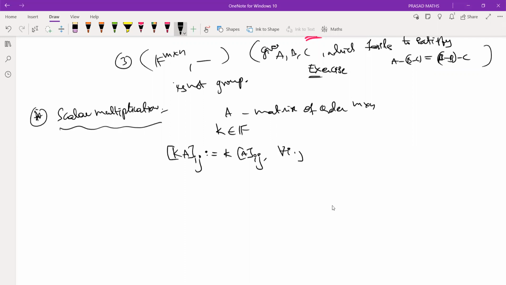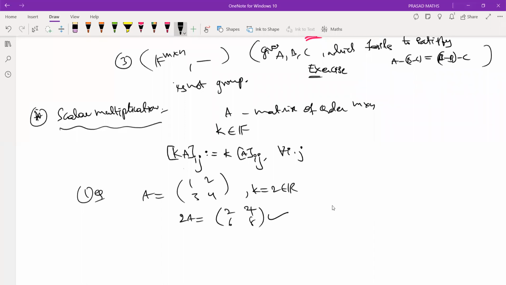This is a definition. The ijth entry of kA is nothing but k times the ijth entry of A. It is also straightforward. Suppose you take k equals 1, 2, 3, 4. Suppose I take k equals 2, a real number. Therefore, what is 2 into A? It means you multiply each entry by 2. 2 into 1 is 2, 2 into 2 is 4, 2 into 3 is 6, 2 into 4 is 8.